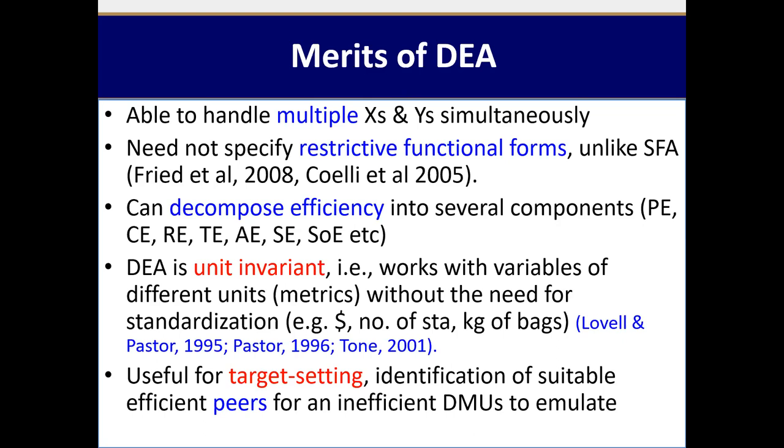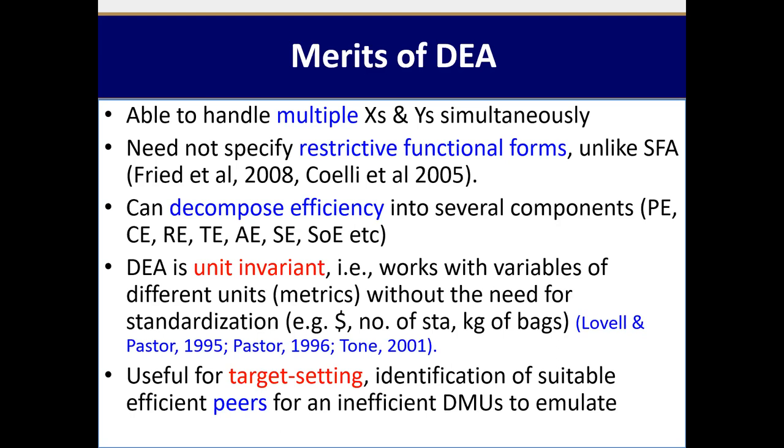The other advantage is that you don't have to specify restrictive functional forms. For example, in stochastic frontier analysis, you have to assume a functional form of the production frontier, the cost frontier, or the profit frontier. You have to assume it, whether it's a production function, a constant elasticity of substitution function, or a cost function dealing with the transcendental logarithmic function, sometimes called the translog function. Okay. And then once you have assumed the function, you have to test for homogeneity of the function.